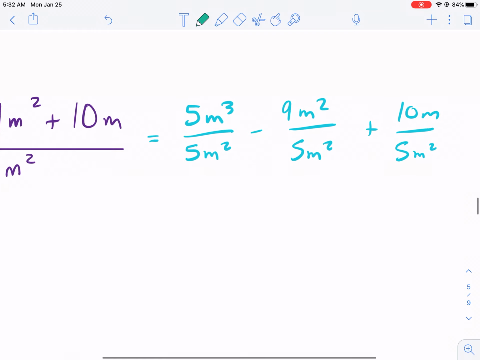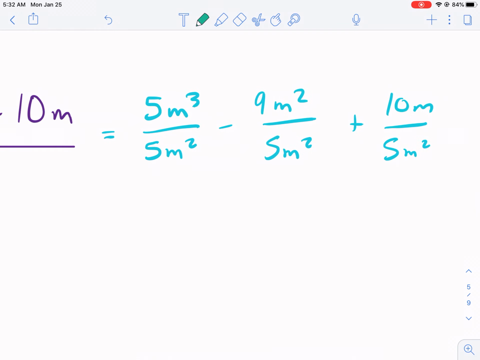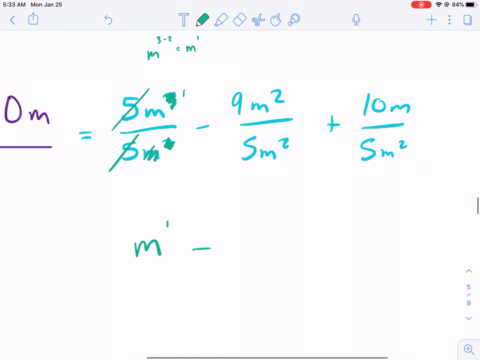Not the case with the first term, as we have 5m cubed divided by 5m squared. What happens is the 5's cancel. 5 divided by 5 is 1, and with multiplication, 1 is the identity. So we have m cubed over m squared. Some people like to subtract the exponents to get m to the first power. I like to just cancel 2 in the bottom with 2 in the top, leaving me m to the first power, or just m. Next one, the m squareds cancel completely. M squared divided by m squared is just 1.